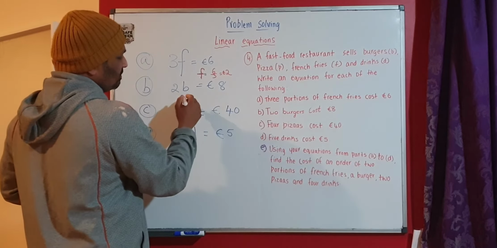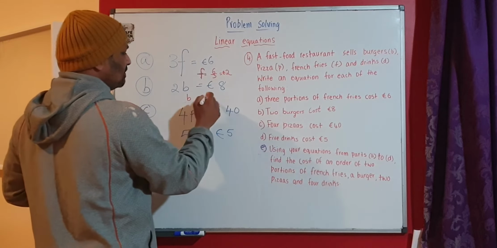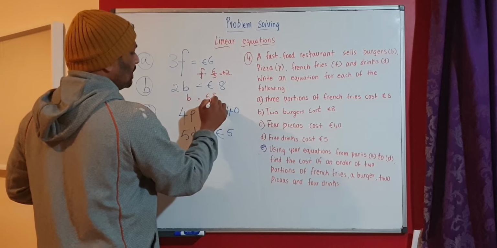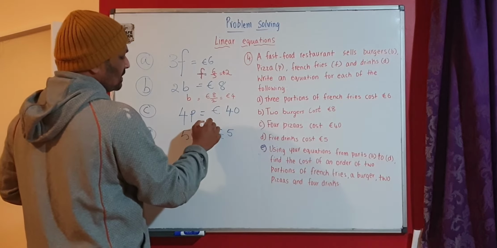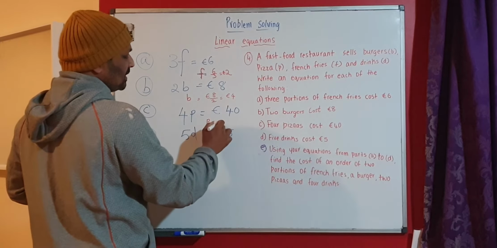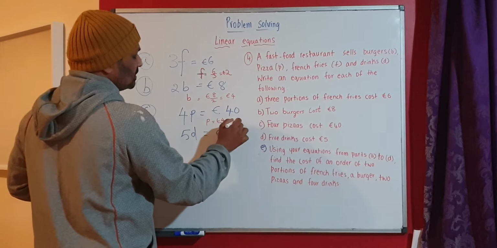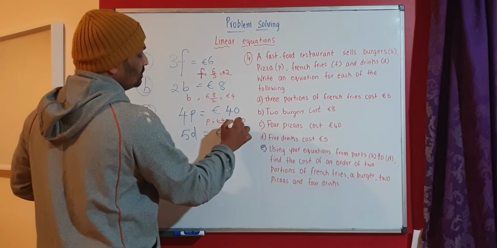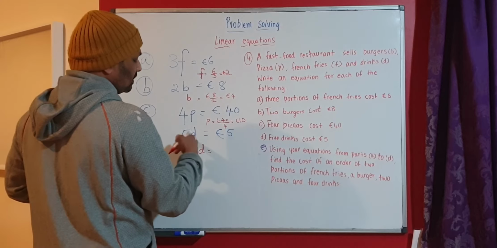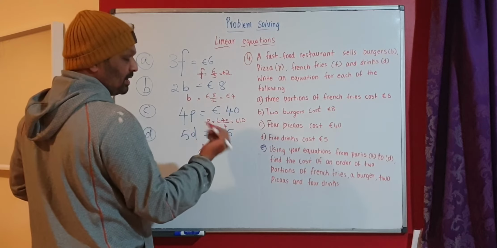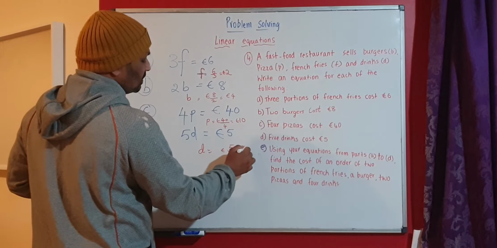What is the cost of a burger? 2B is equal to 8. The 2, if it goes to the other side, becomes a division. 8 by 2 is equal to €4. What is the cost of pizza? 4P is 40. 40 by 4 is equal to €10. What is the cost of a drink? 5D is equal to 5. 5 by 5 is equal to €1.